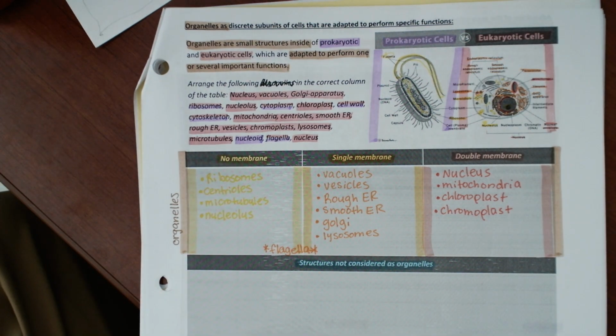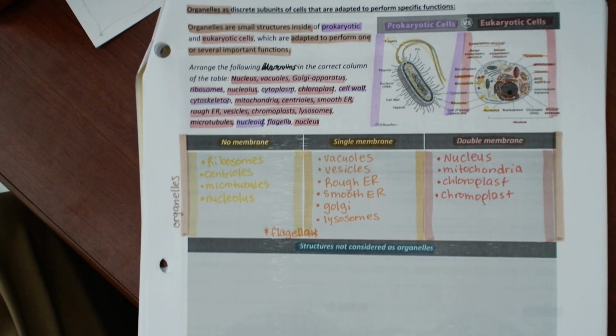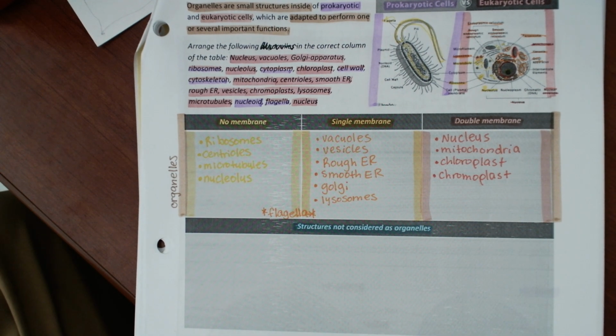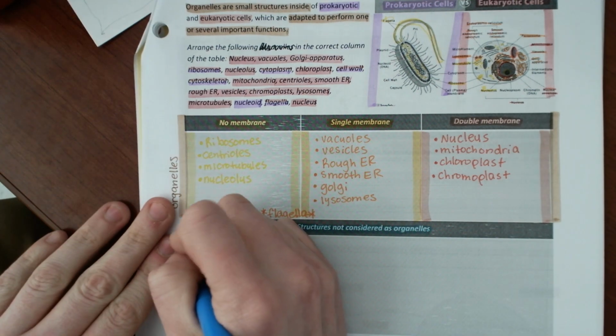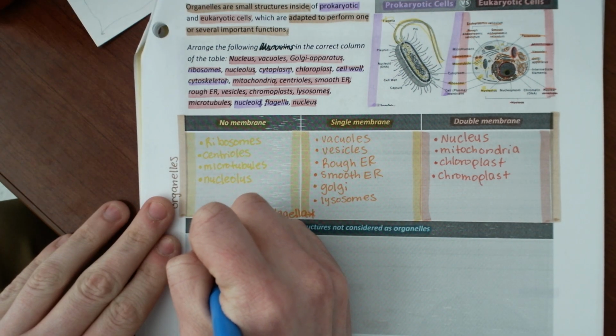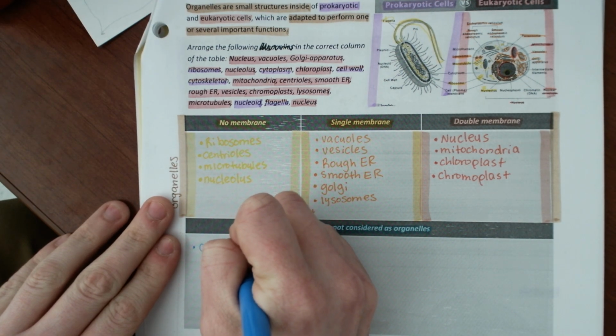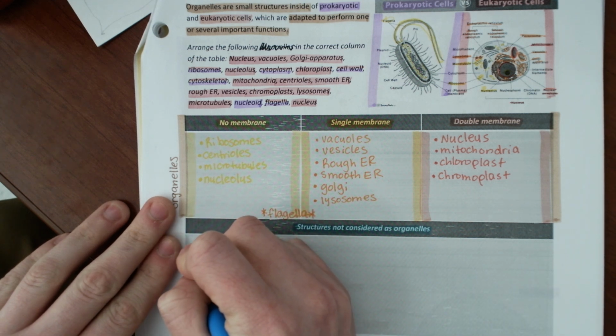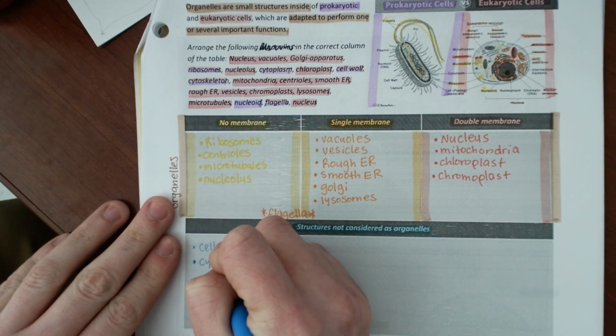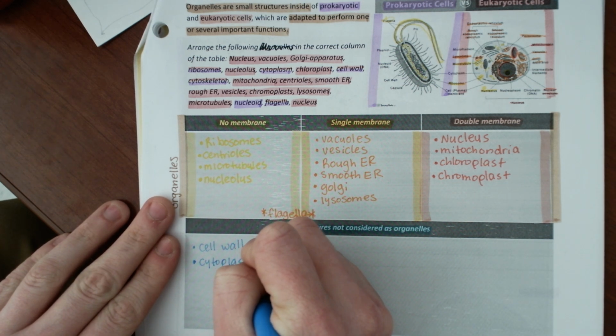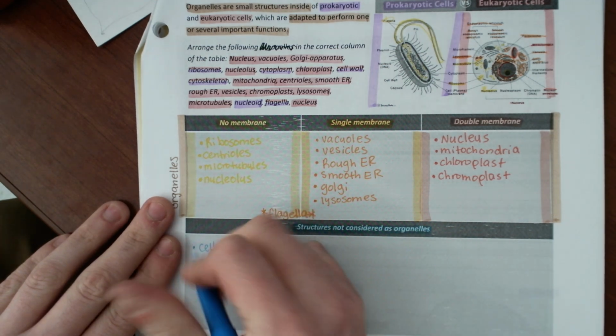Okay. Things that are just not organelles, like period, they don't apply. For whatever reason, they're not an organelle. Your cell walls. Your cytoplasm. I didn't think this through. How am I going to color in the cytoplasm blue? Oh, well, it's too late.